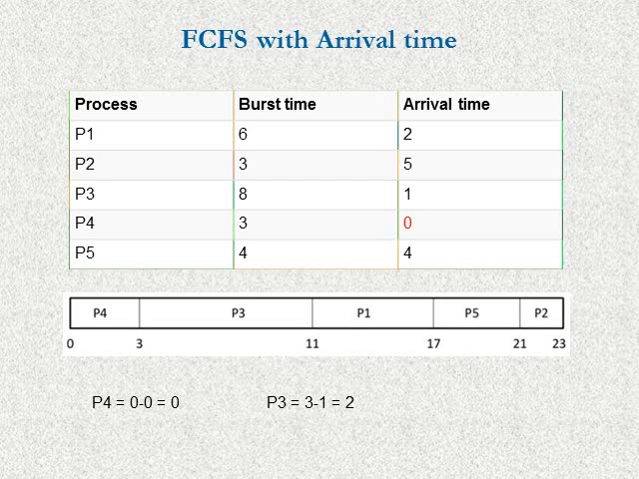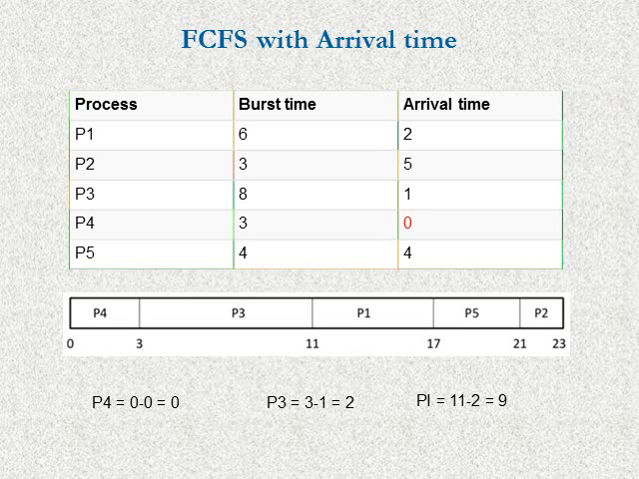For P3, it arrived in the system at time interval 1 and it got into the processor at time interval 3. So we have 3 minus 1, 2 seconds. P3 has to wait to get into the processor. So you see that P3 waiting time is 2 seconds. It arrived in the system at time interval 1 and it got the processor at time interval 3. So 3 minus 1 is 2.